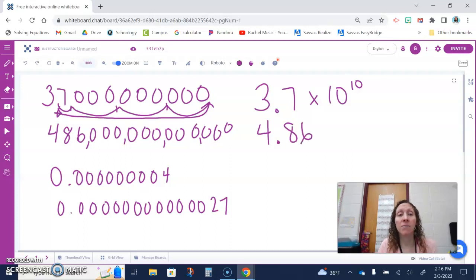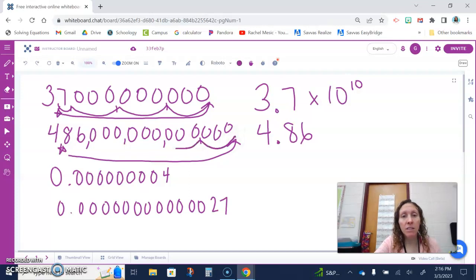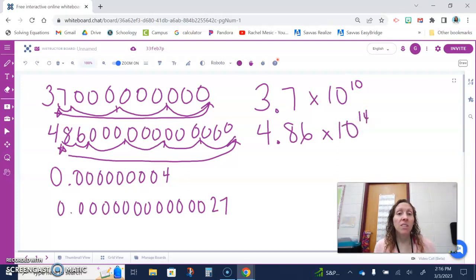All right, so for the next one, 4.86. So I'm only using those numbers that are not zeros. So we need the decimal to go from here all the way over here. I'm going to actually start counting on the right though, so it's easier to skip count by 3s. 3, 6, 9, 12, 13, 14. So I would have to move that decimal 14 times to the right.